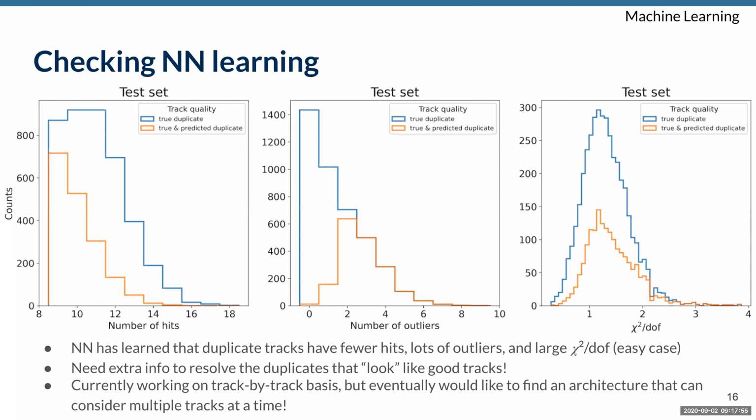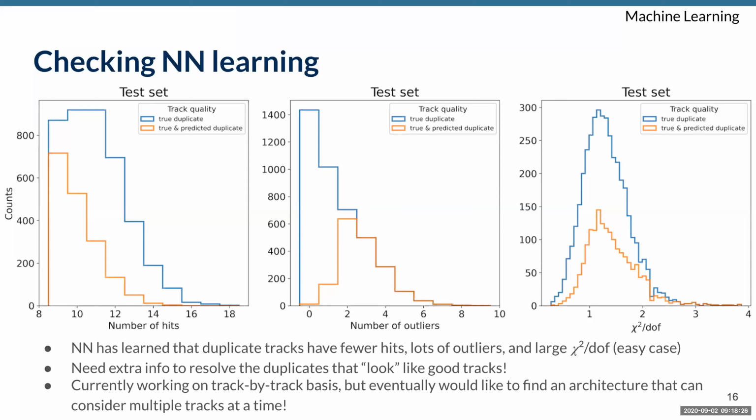Where it's having issues and being confused is in the case of the duplicates that actually look like good tracks in this particular feature space. So the ones that have a large number of hits, very few outliers, and a reasonable chi-square per degree of freedom. Certainly in this case, we're going to need extra information, such as information about the shared hits that these duplicates have. And this is likely to help us improve the performance of the network at this particular task.